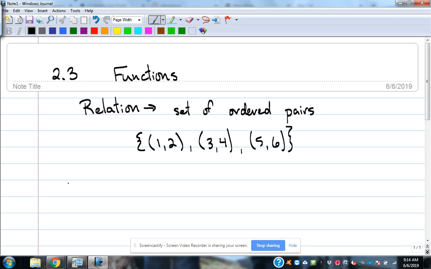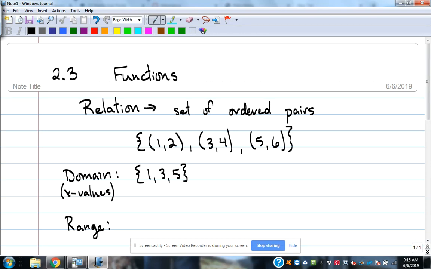In a relation, there's a domain and a range. The domain is the set of all x values. So when we talk about domain, you want to think x values, okay? The domain for the relation that we have here is a list of all the x values. So 1, 3, and 5 are the x values. We'd make that set {1, 3, 5}. Those are the x values for this particular relation.